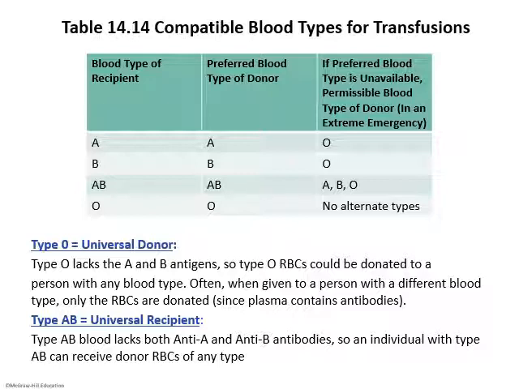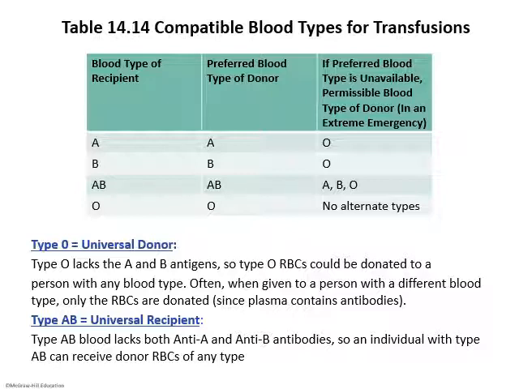Type AB blood, again, we prefer to give you type AB. However, if needed, we could give you A, B, or O. And then lastly, for type O blood, preferred is to give you type O, and there's no alternates. Okay, so patients who have type O blood can only get type O blood.